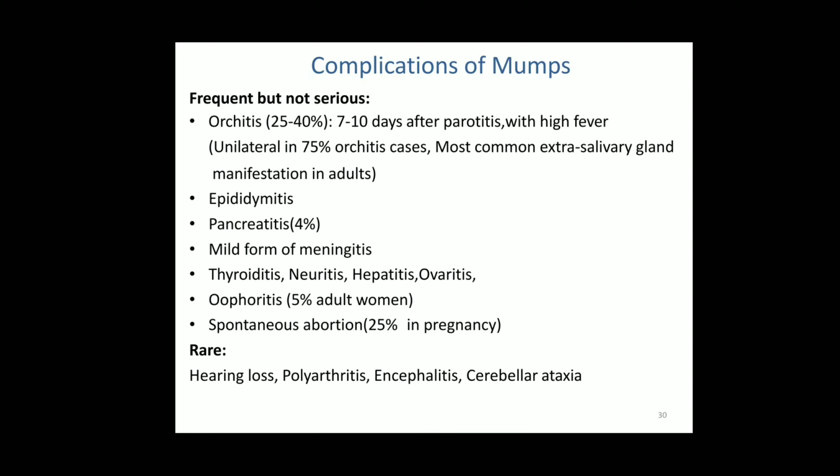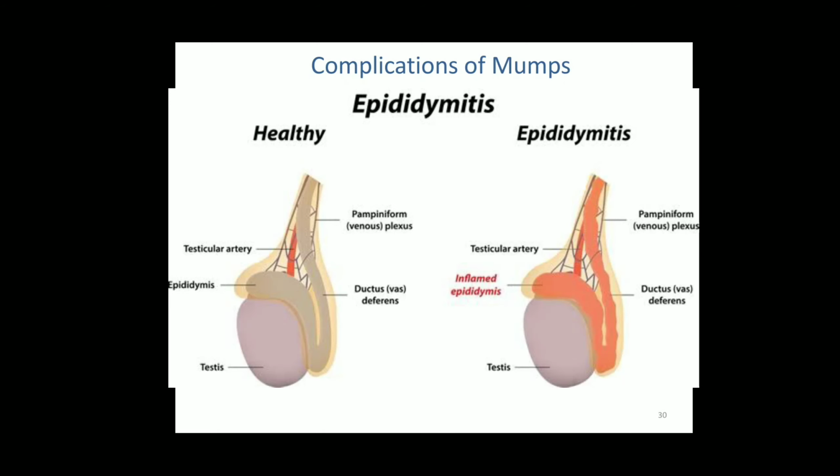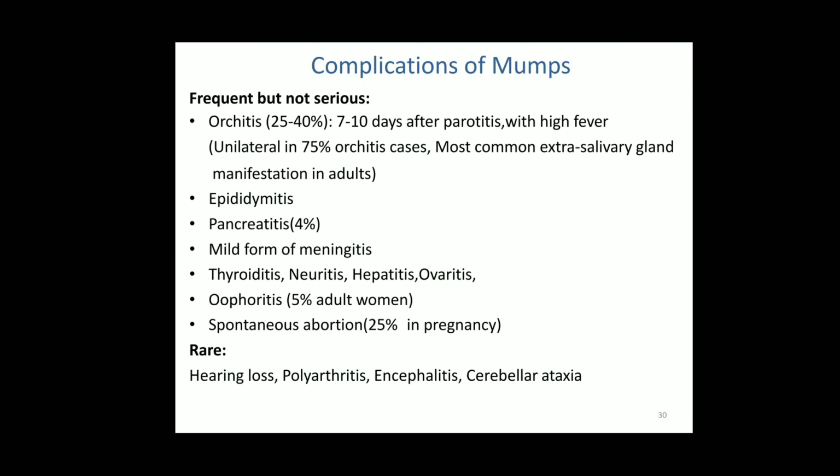The second one is epididymitis. It is an inflammation of the coiled tube epididymis, which is present at the back of the testicles and is mainly responsible for the storage and carrying of sperm. And the next one is pancreatitis.